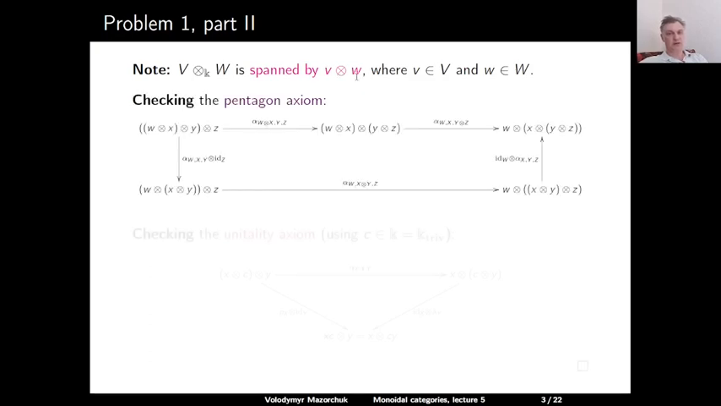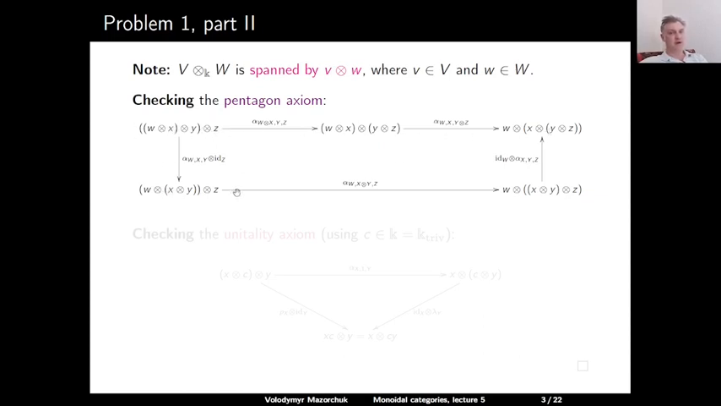So here is the pentagon axiom. We start from w tensor x, then tensored with y, and then tensored with z. And our associator just rearranges brackets in this tensor product. And then the second application of the associator rearranges these brackets again. So we do not change the elements w, x, y, and z, which we start with. We just rearrange the brackets.